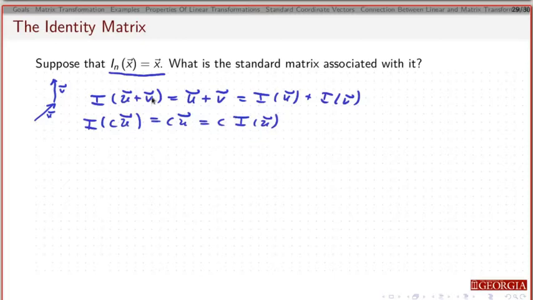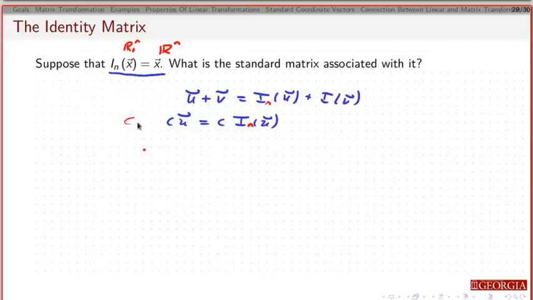Now I need to be a little more careful with my notation here. Notice, this thing is taking a vector in Rn, and it's returning a vector in Rn. So to keep track of that, we'll always try to put an n there, because otherwise, later on when we start using this matrix, it's going to get a little confusing. Okay, so this is a linear transformation. And I want to figure out what is that matrix associated with it.